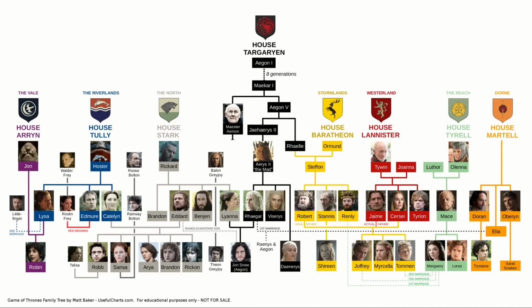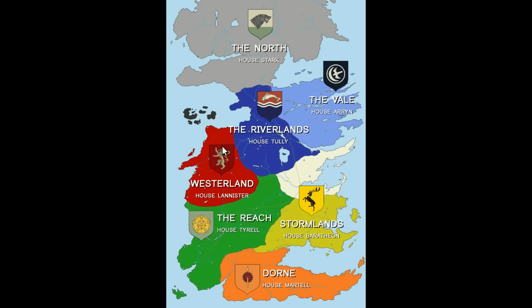Okay, let's begin. Before we look at the tree, let's look at some maps. Most of the show takes place on the continent of Westeros. In Westeros, there are 7 kingdoms. These kingdoms used to be independent, each with their own king. But at the start of the show, they are now united under a single king.